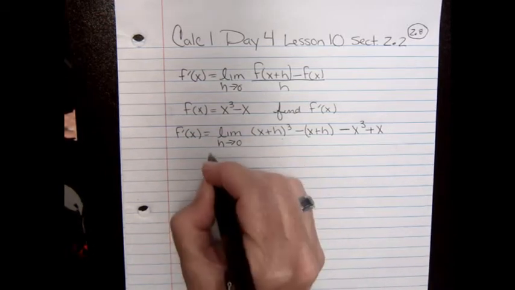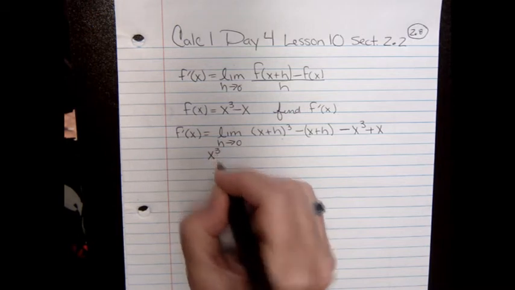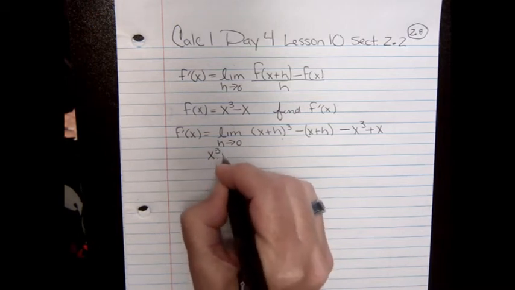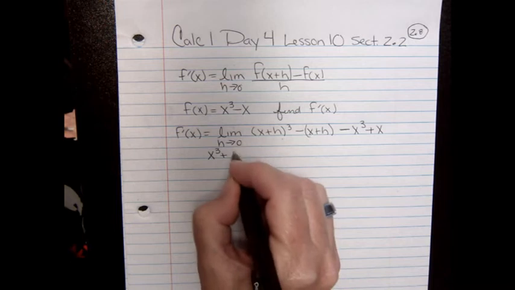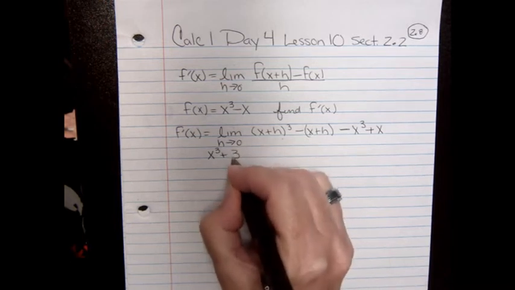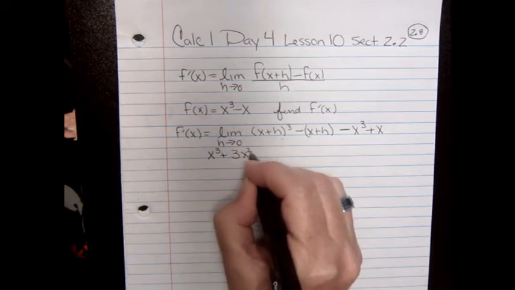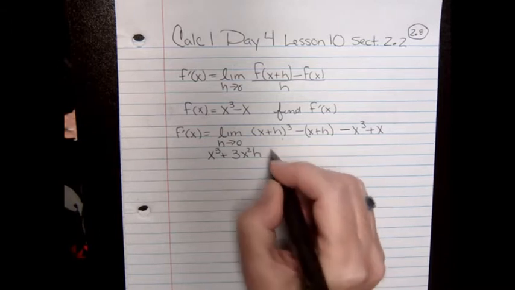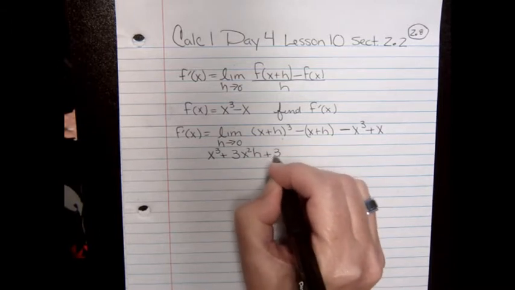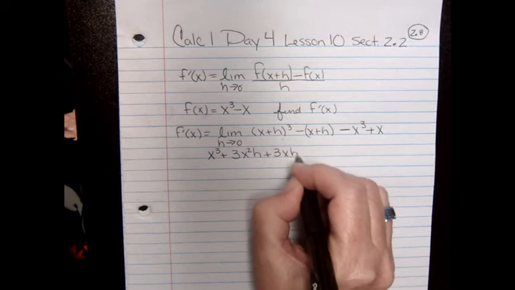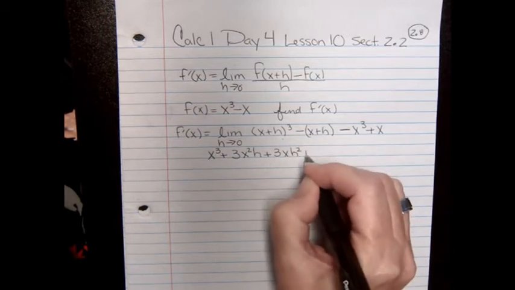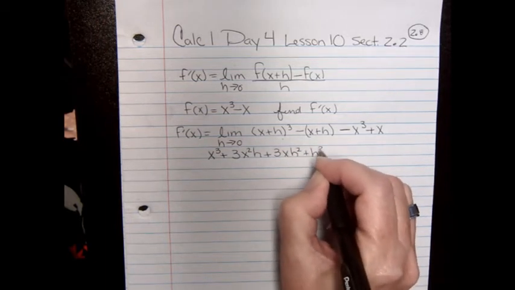This is going to be x cubed, 1, 3, 3, 1. So our constant is 3. X will be 2, h will be 1. Plus constant 3 again, x is 1, h is 2, plus h cubed.